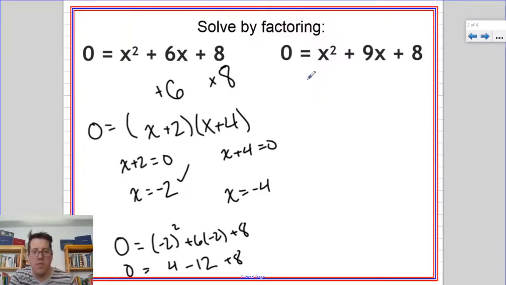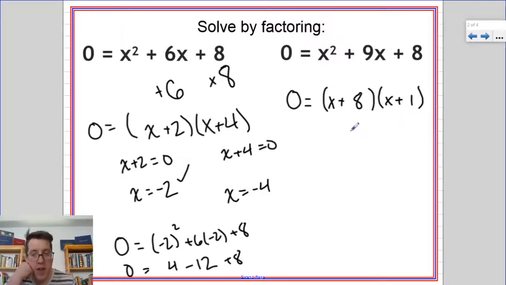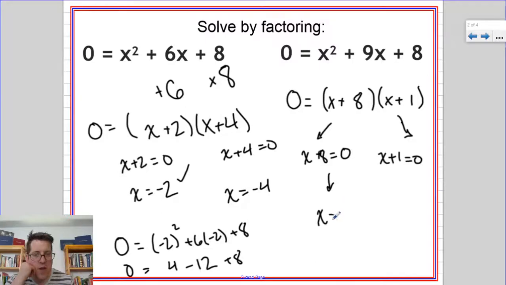For the next one here, we're going to do the same thing, except the factoring is going to be a little bit different. So this is what multiplies to 8 but adds to make 9. Well, 8 times 1 makes 8, and 8 plus 1 makes 9. So our solutions come from splitting this apart. Either I make x plus 8 equals 0, or I make x plus 1 equals 0. So my two possible solutions are x equals -8 or x equals -1.